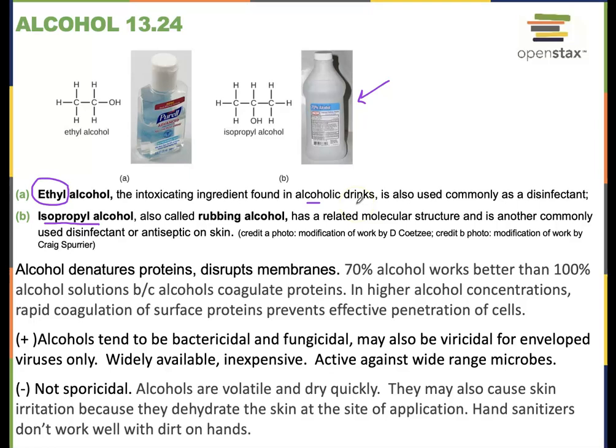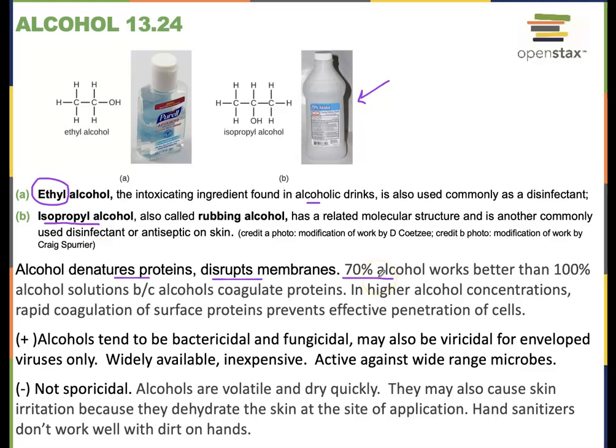What does alcohol do? Alcohol denatures proteins and disrupts membranes. And I remember during COVID, everybody wanted alcohol, and all the alcohol was gone. 70% alcohol actually works better than 100% alcohol. And I remember during COVID, people would just get 100% alcohol, but it actually doesn't work as well as 70%.